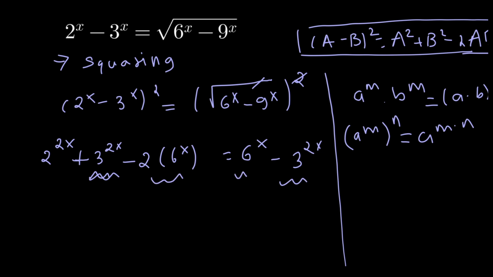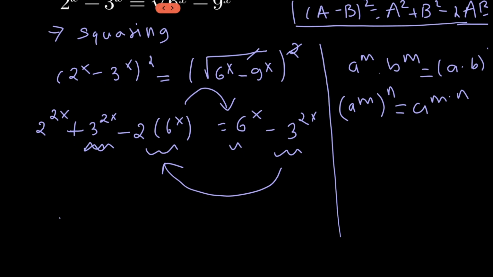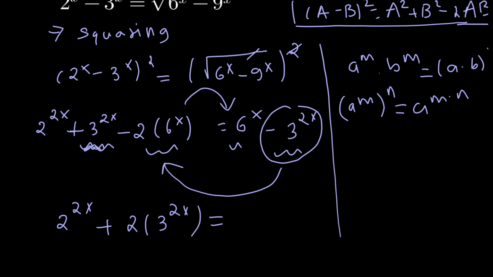Okay. So now we have these two like terms over here and these two like terms over here. So what I will do is I will simply shift this term on that side and this particular one on this particular side. So the final thing I will have is 2 to the power 2 times x plus now 3 to the power 2 times x, and this negative will come on the other side, so it will become positive. Hence I will have 2 times 3 to the power 2 times x equals 6 to the power x as it is, and this negative will go over here, so become positive. So finally I will have 3 times 6 to the power x.